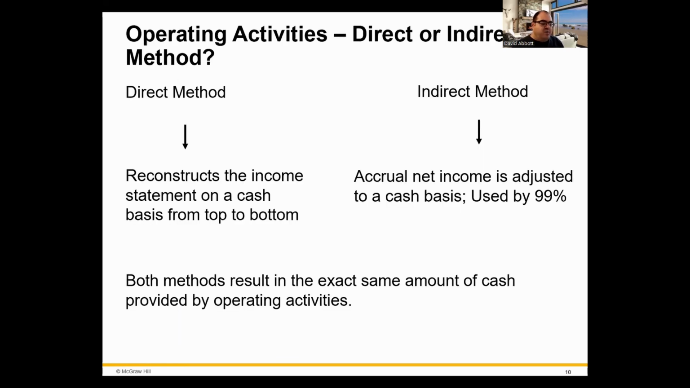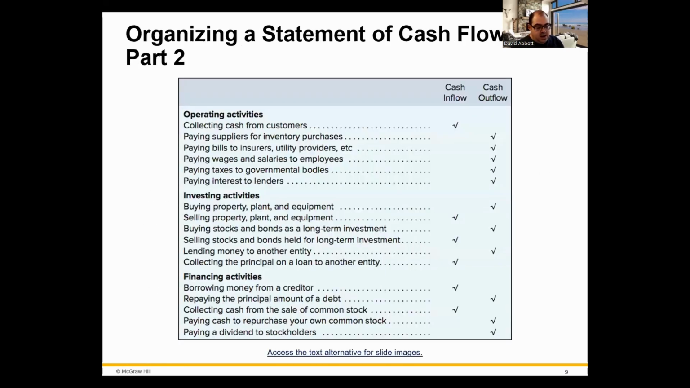This slide summarizes the most common types of cash inflows and outflows resulting from operating, investing, and financing activities. And we see here broken down as cash inflows and cash outflows. So again, operating activities would be, for example, collecting cash from customers, paying suppliers for inventory, paying bills to insurers and utilities, paying wages and salaries to employees, paying taxes to governmental bodies, paying interest to lenders.